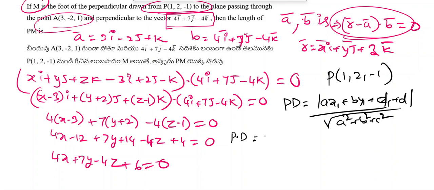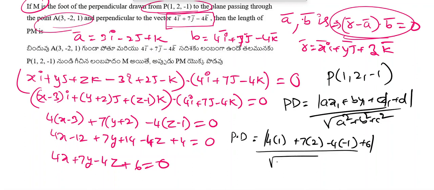that is modulus of 4 into 1 plus 7 into 2 minus 4 into minus 1 plus 6, by under root of a square, that is 4 square is 16, 7 square is 49, plus 4 square is 16. That is equal to 4 into 1 is 4, plus 7 into 2 is 14, 18, plus 4 is 22, 22 plus 6, this is 28.